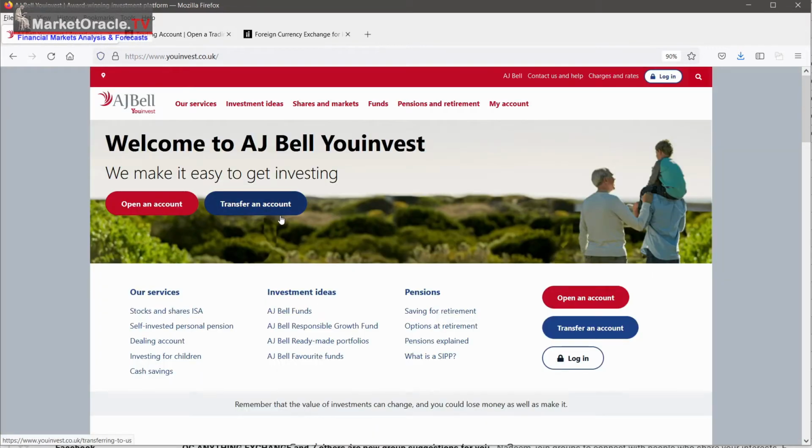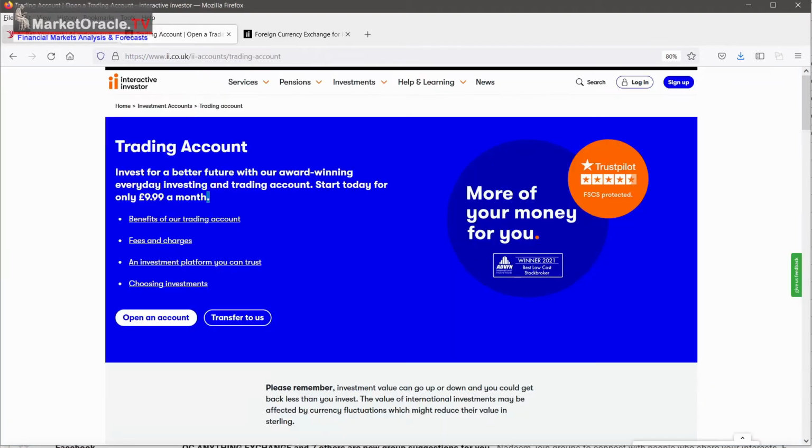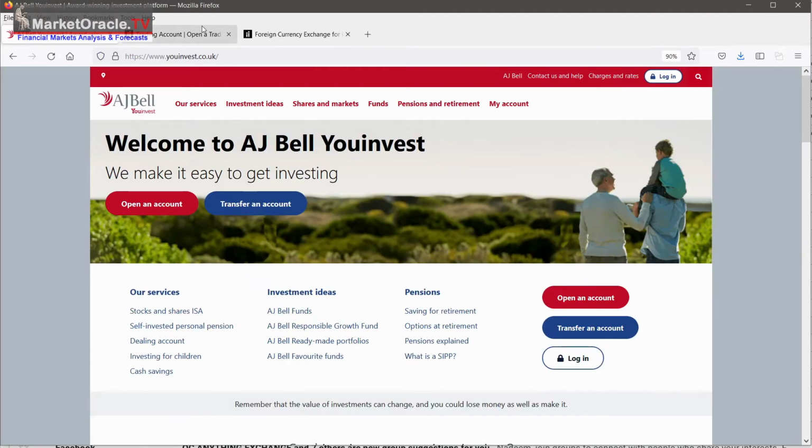AJ Bell again! You're really peeving me off. They don't allow you to hold dollars when you are allowed to hold dollars by the rules in your SIPP. I'm gonna move my SIPP. Anyway, let's first do the example. I'm gonna log in now, and then we're gonna see what the figures are.